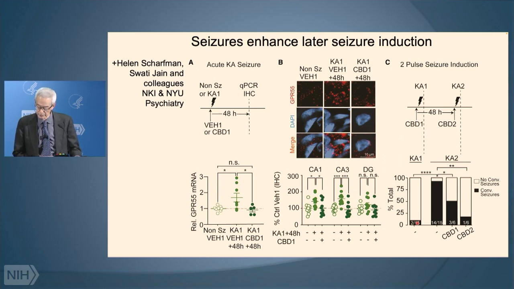So we treated the animals with a low dose of kainate, one not enough to produce a seizure. And nonetheless, we came in with a second dose of kainate. The second dose was effective 14 out of 15 times to produce a seizure. This is like paired pulse facilitation, 2 pulses of kainate.